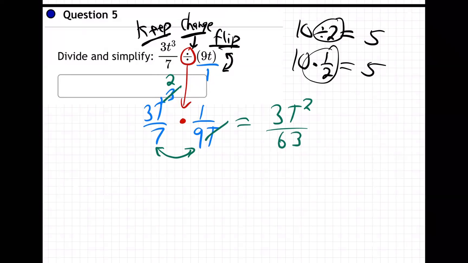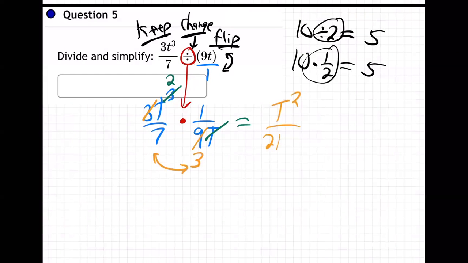Oh, wait a minute. I'm sorry. I could have canceled one more thing and I need to. Let's go back. One thing I forgot. I can also cancel 3 into 9 3 times. So now what are we left with? On the top, t squared. On the bottom, 7 times 3, 21. Oh, no more t. My mistake. The t's gone. 21, period.